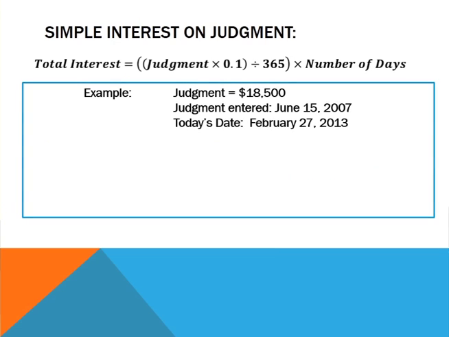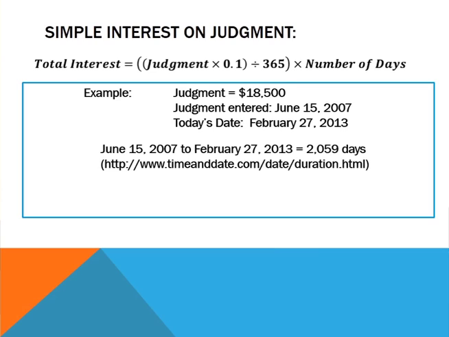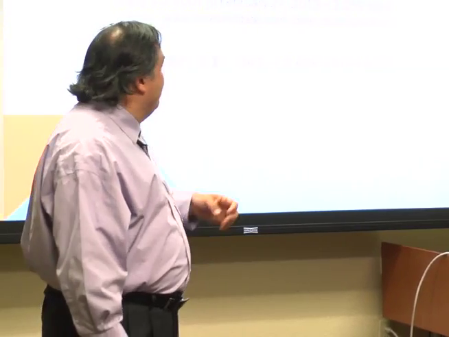So for example, let's say that you got a judgment of $18,500. It was entered on June 15th, 2007, and because I made this presentation back on February 27th, let's say today's date is February 27th, 2013. Well, any number of date counters are online, including one at timeanddate.com, and you can figure out that the duration between those two dates is 2,059 days, which would then give you 18,500 times 0.1 divided by 365 times 2,059, or $10,436.03. That's the hard way to do it.